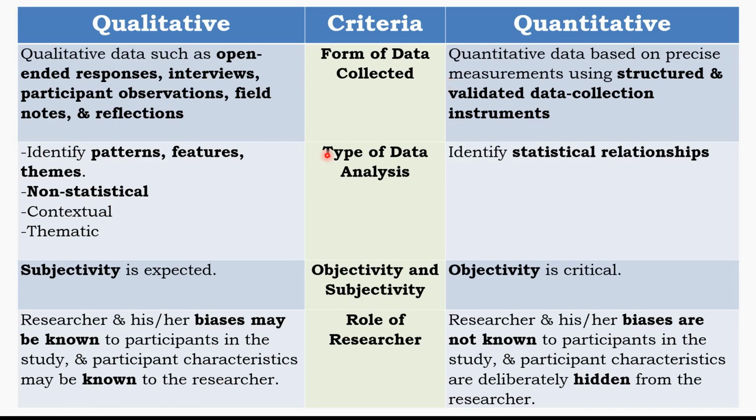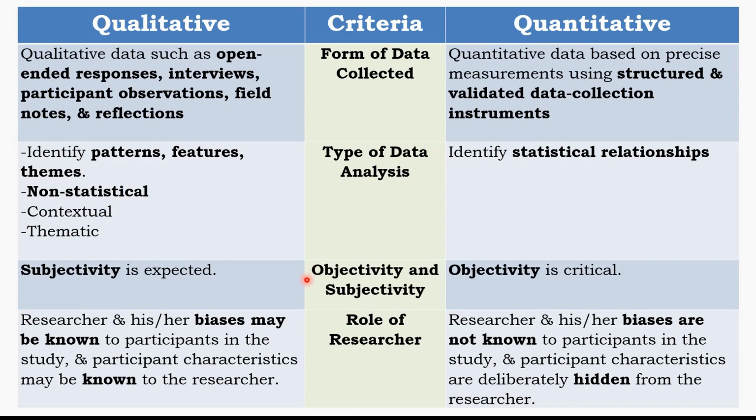Now, let's try to look at the type of data analysis. When you conduct qualitative research, the researcher identifies patterns, features, as well as themes. These are usually non-statistical, contextual, and thematic. Looking at the other side, quantitative research identifies the statistical relationships of variables that are being studied.